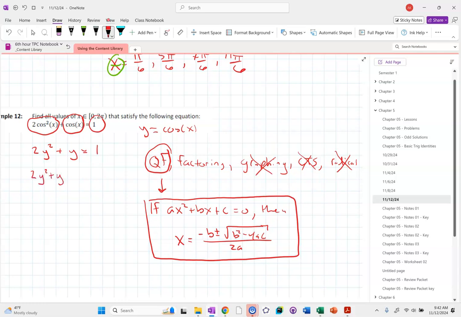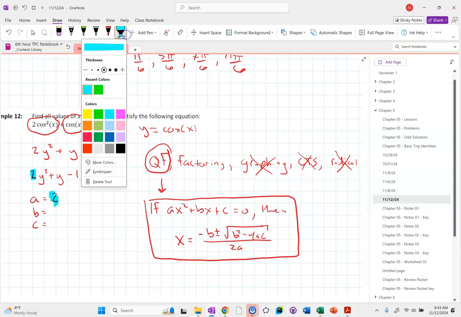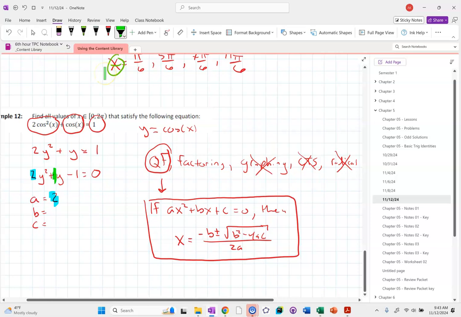Why does that matter, Mr. Kulik? Well, it matters a lot. It's going to change our value for C, right? All right, what's our value for A? Two. What's our value for B? Okay. And what's our value for C? Negative 1.